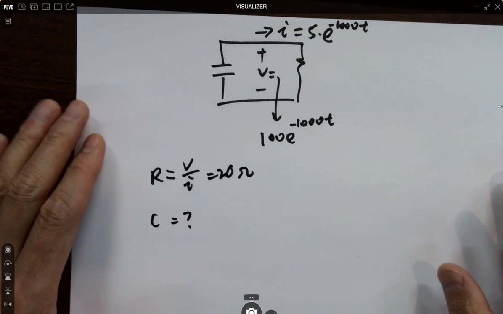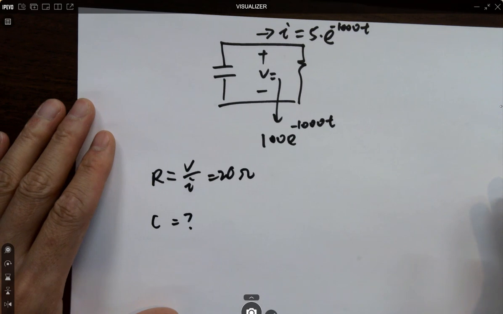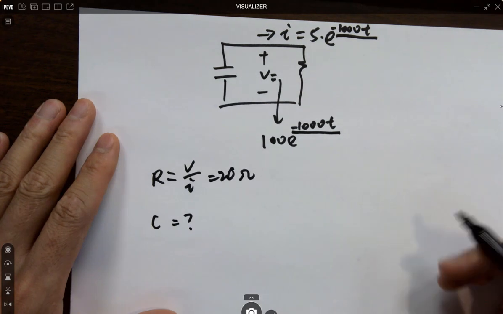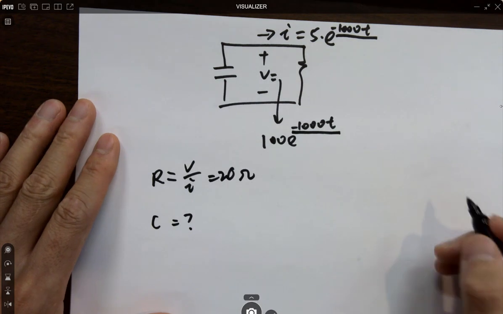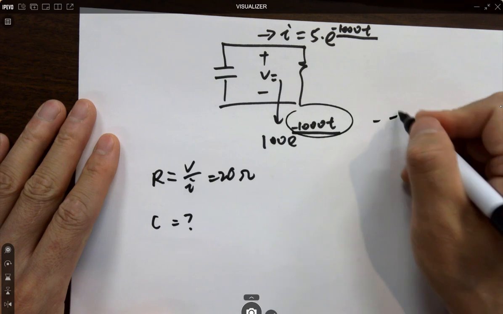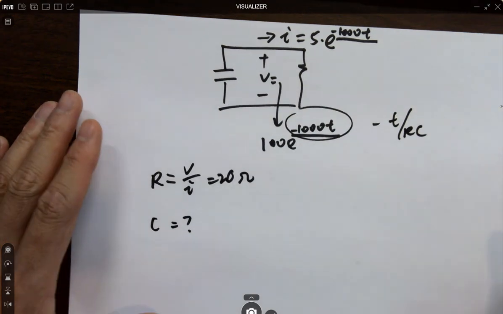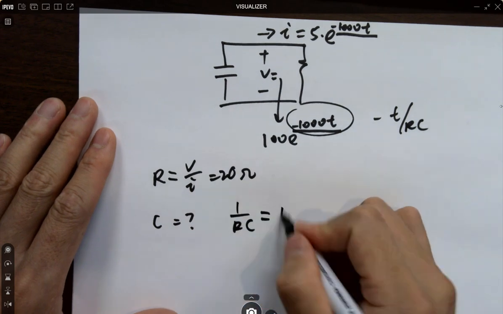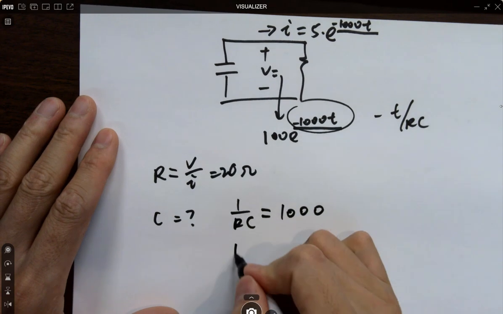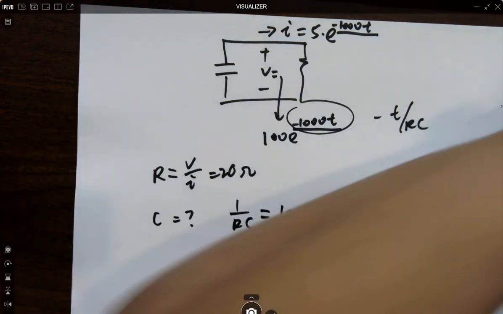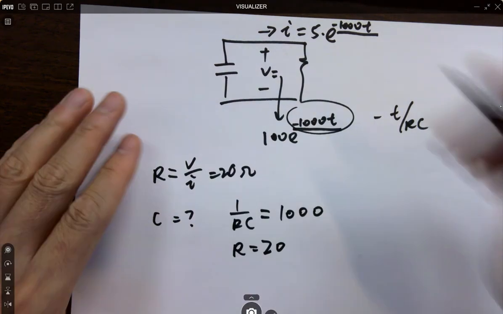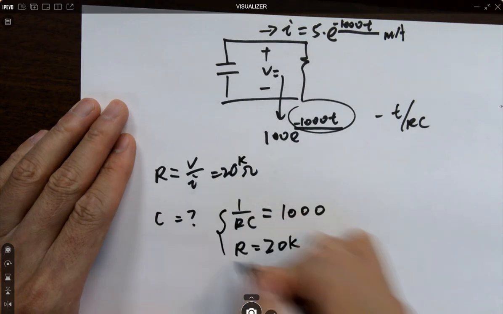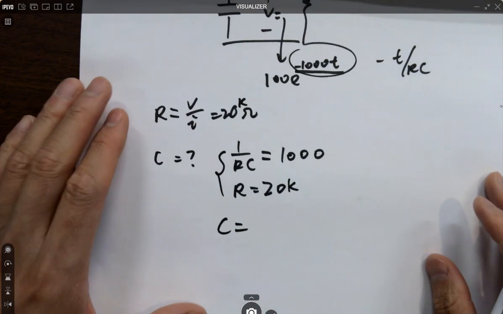It's not given. Can I calculate it? Remember here? So this is supposed to be minus t over RC, right? So that means 1 over RC is what? 1000. Okay? Since R is what? 20. This is milliamps. So this becomes 20 kilo ohms. Can I find C? Sure, right?